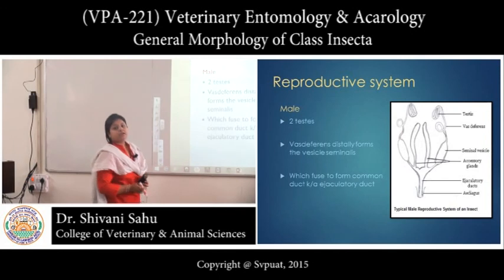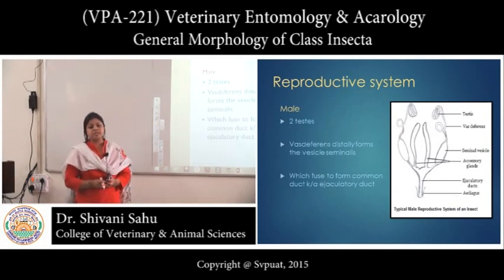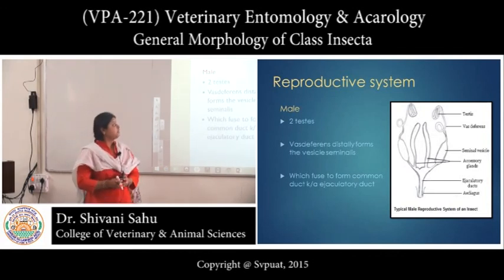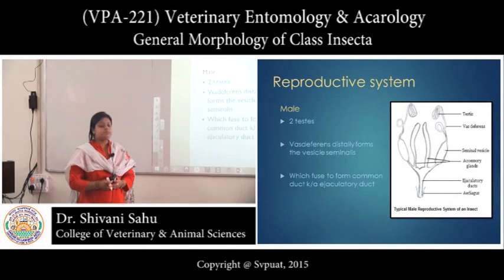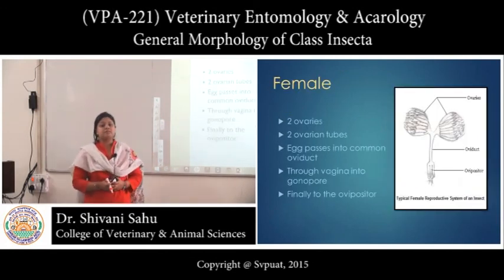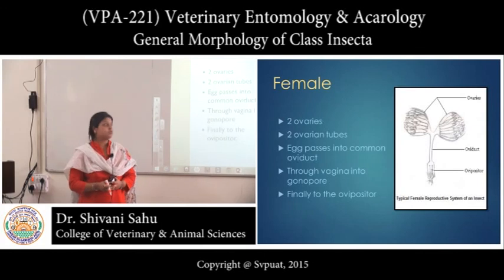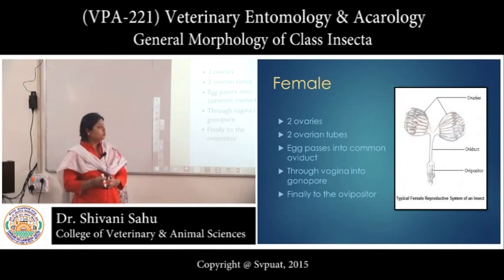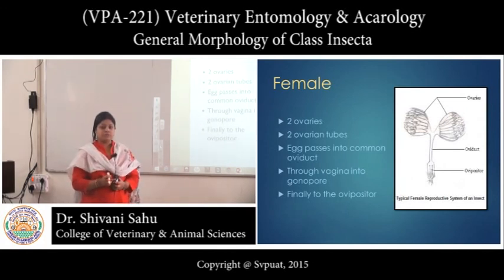Now coming to the reproductive system, here sexes are separate. The male reproductive system consists of 2 testes, which connect distally with vas deferens, forming the vesicula seminalis, which fuses into a common duct, the ejaculatory duct. Now coming to the female reproductive system, it consists of 2 ovaries. So the eggs which are produced pass to the common oviduct through the vagina into the gonopore and finally into the ovipositor.